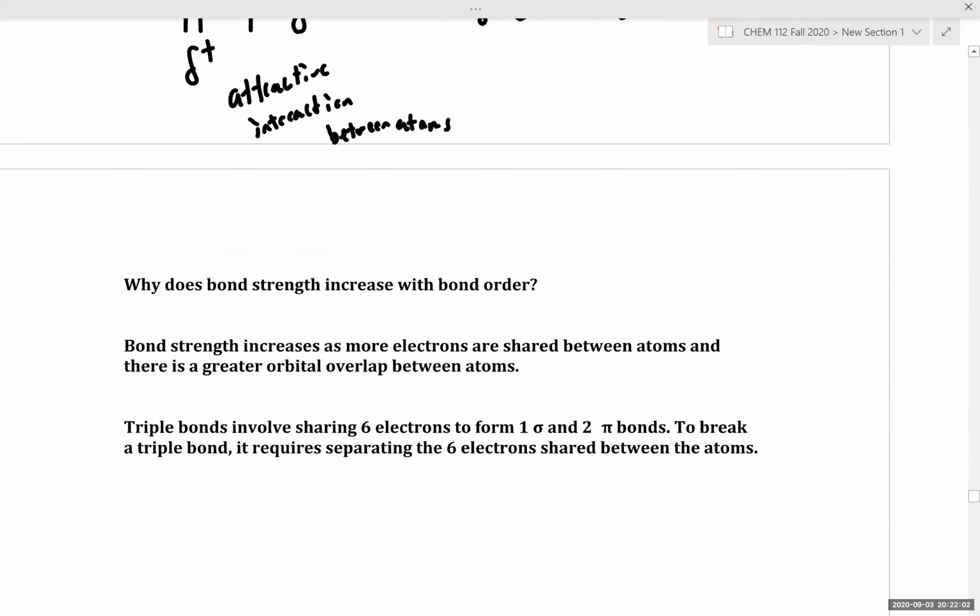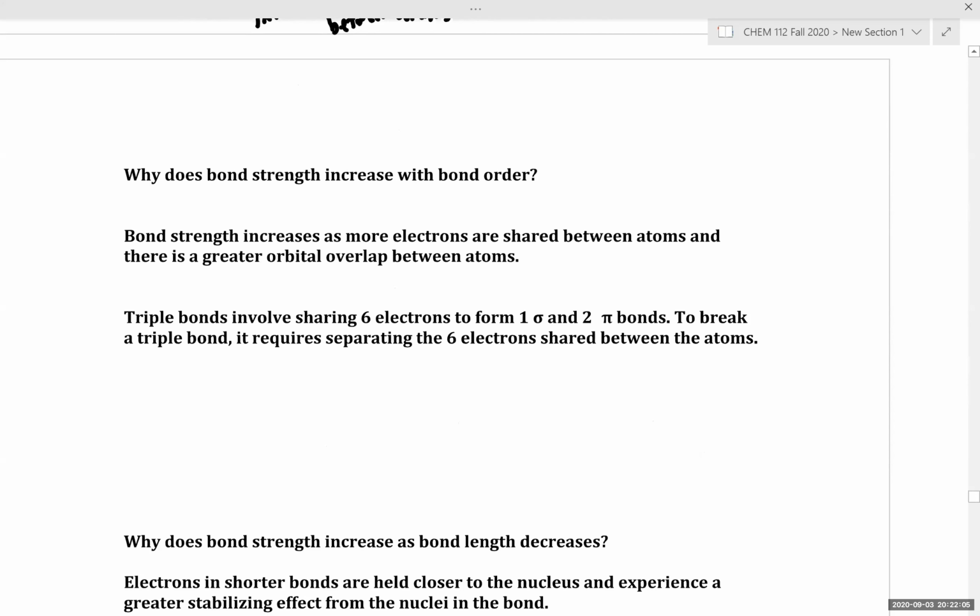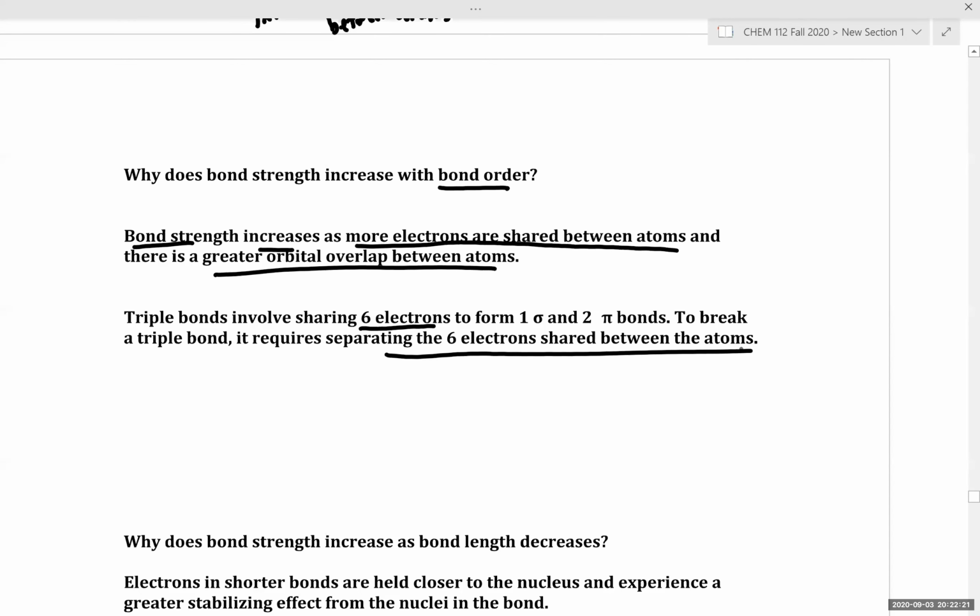Okay, so why does bond strength increase with bond order? Well, bond strength increases as we have more electrons shared between atoms and there's a greater orbital overlap. Triple bonds involve sharing 6 electrons, so we'd have to separate 6 electrons shared between atoms. So if we're looking at a nitrogen-nitrogen triple bond, it takes a lot more effort to separate 6 electrons shared between atoms than it does 2.